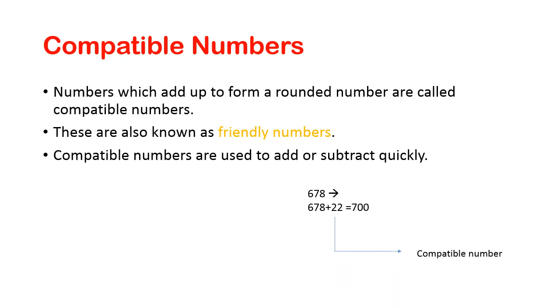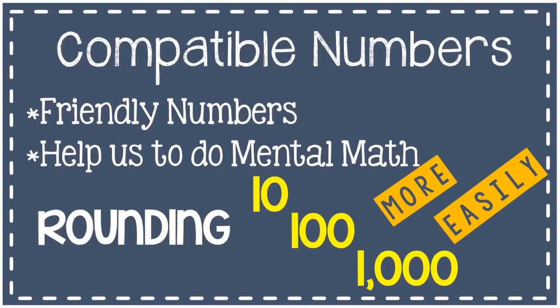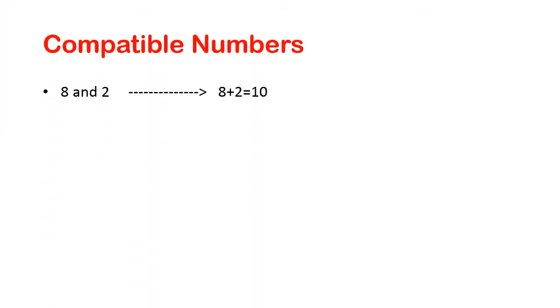So here 22 is a compatible number, because I added 22 only to form a rounded number. So 22 is called a compatible number. Compatible numbers are also known as friendly numbers. It helps us to do mental maths. So we'll see some examples.